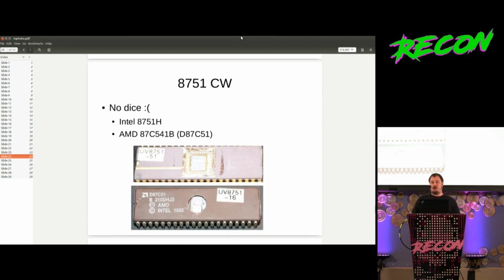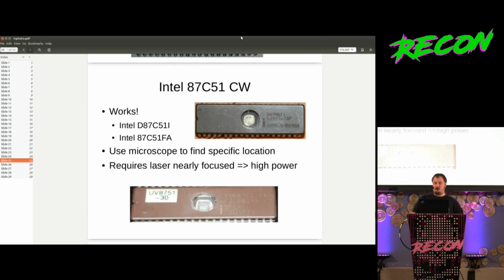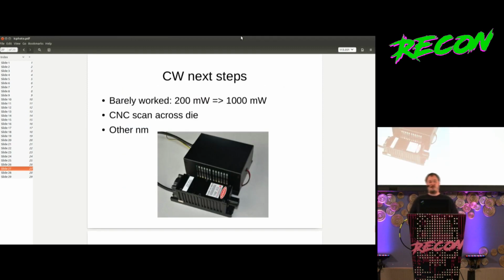Same thing with the 8751: I couldn't get anything for the NMOS/PMOS version. However, when I moved to the CMOS version of this part, at certain locations you were actually able to bypass code protection and just flat out dump the firmware. I was pretty happy that after getting a lot of these failures, finally one of these parts actually did work. And using the microscope, I could scan around and find the specific locations where this would happen. I had a little demo when I did this before, but unfortunately I didn't bring any death lasers with me, which is good because you all get to keep your eyesight. So this kind of works out for both sides.